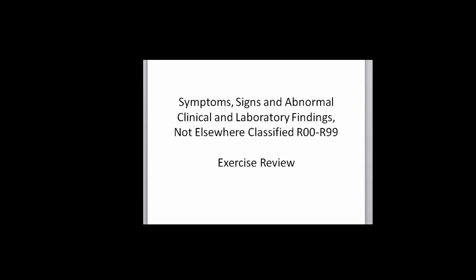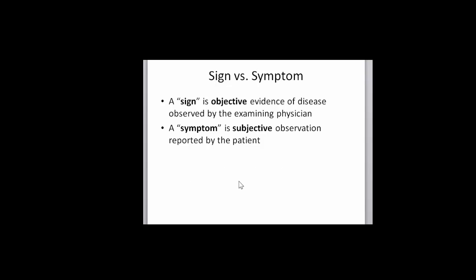Today we're going to talk about symptoms, signs, and abnormal clinical and lab findings. One of the first things we want to distinguish is the difference between a sign and a symptom. A sign is objective evidence that is observed by the physician, and a symptom is subjective and is reported by the patient. Both, however, are reported.